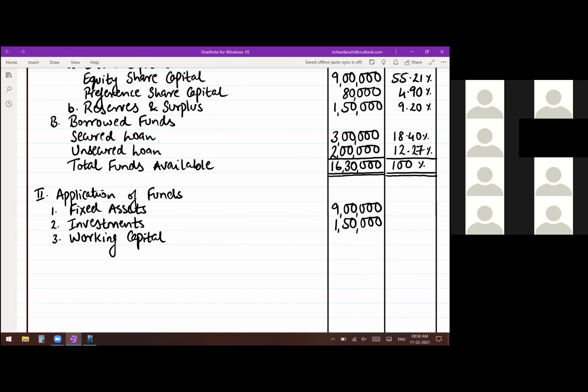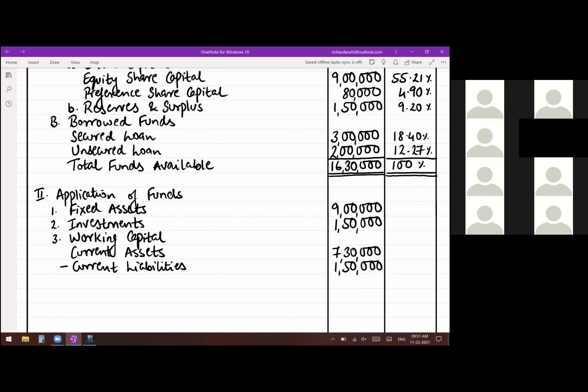So below working capital, you write down firstly current assets, that is 7,30,000. And then you have minus current liabilities. Current liabilities, that is 1,50,000. That's it. Application of fund side is over.